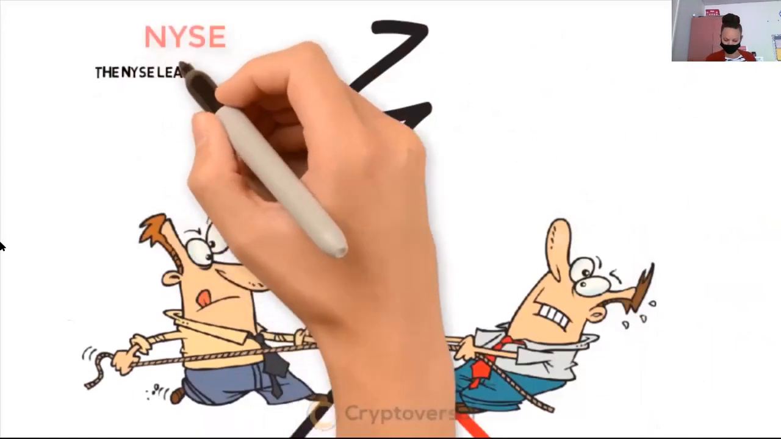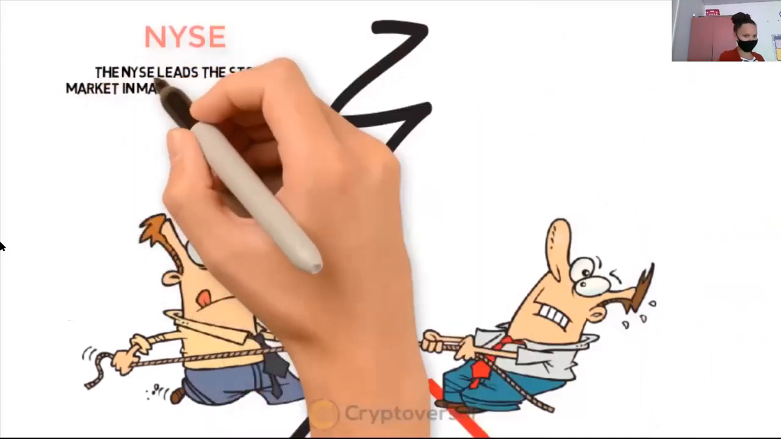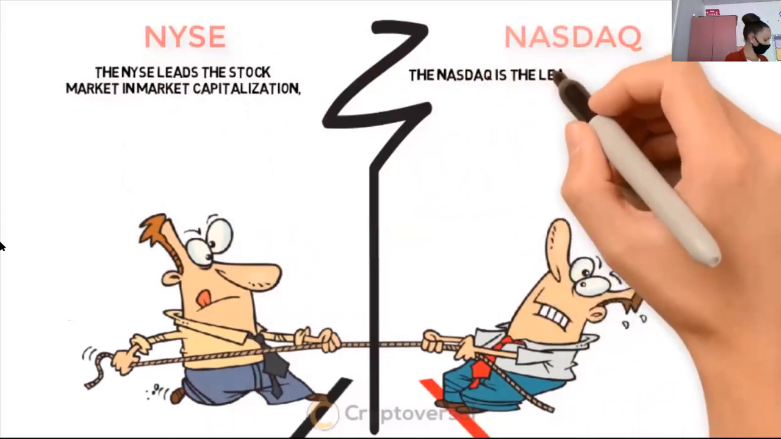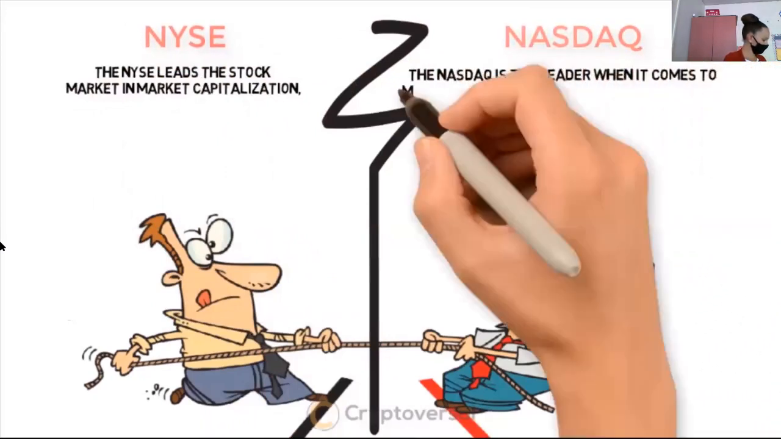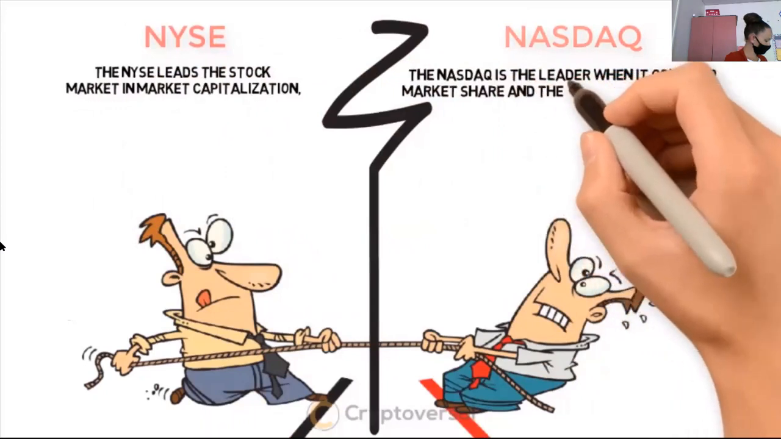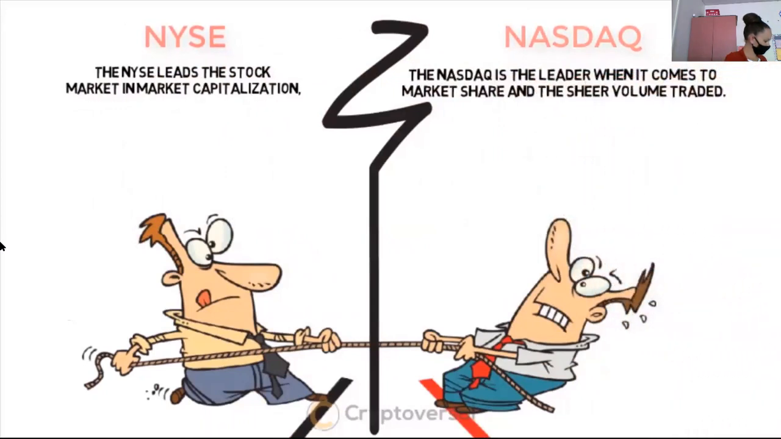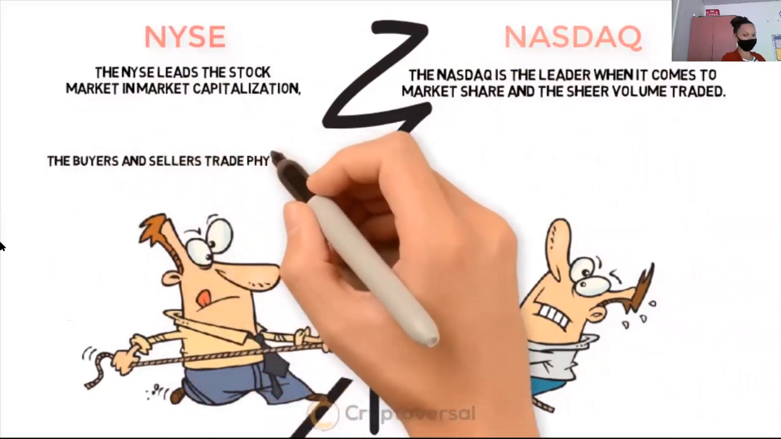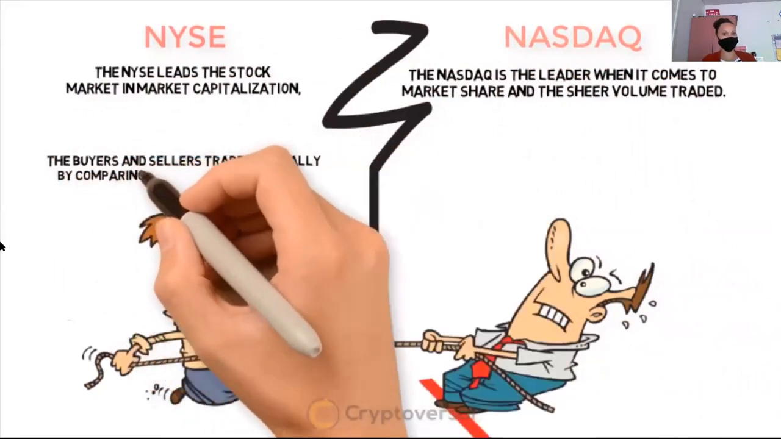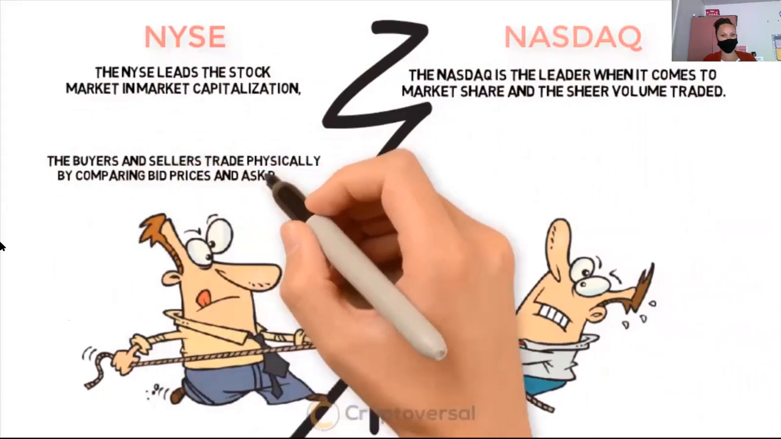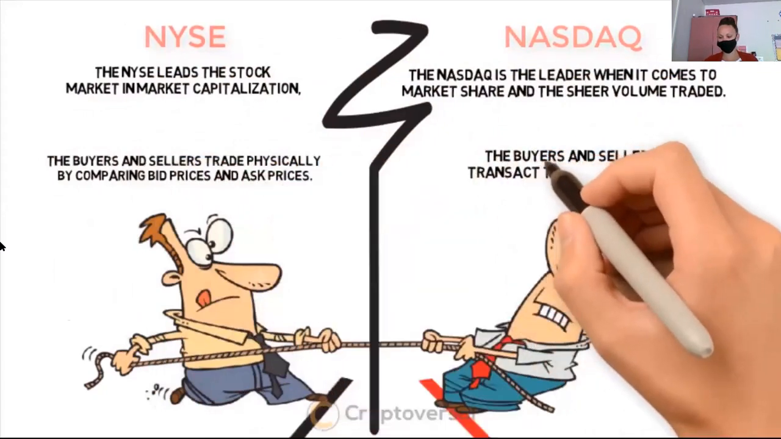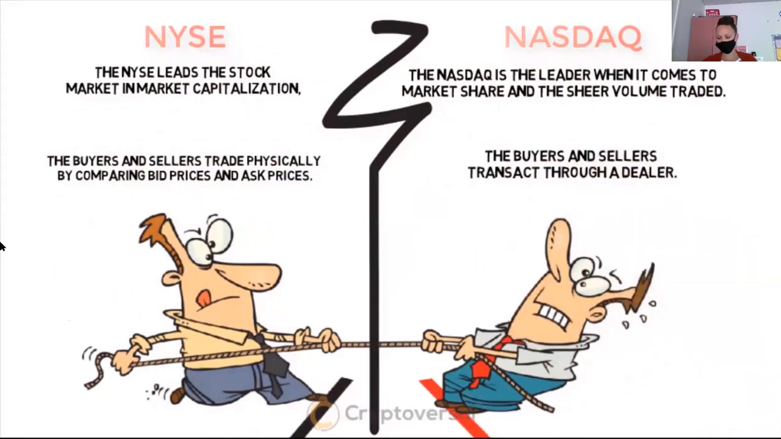The NYSE leads the stock market in market capitalization, while the NASDAQ is the leader when it comes to market share and the sheer volume traded. In the NYSE, the buyers and sellers trade physically by comparing bid prices and ask prices. In NASDAQ, the buyers and sellers transact through a dealer.